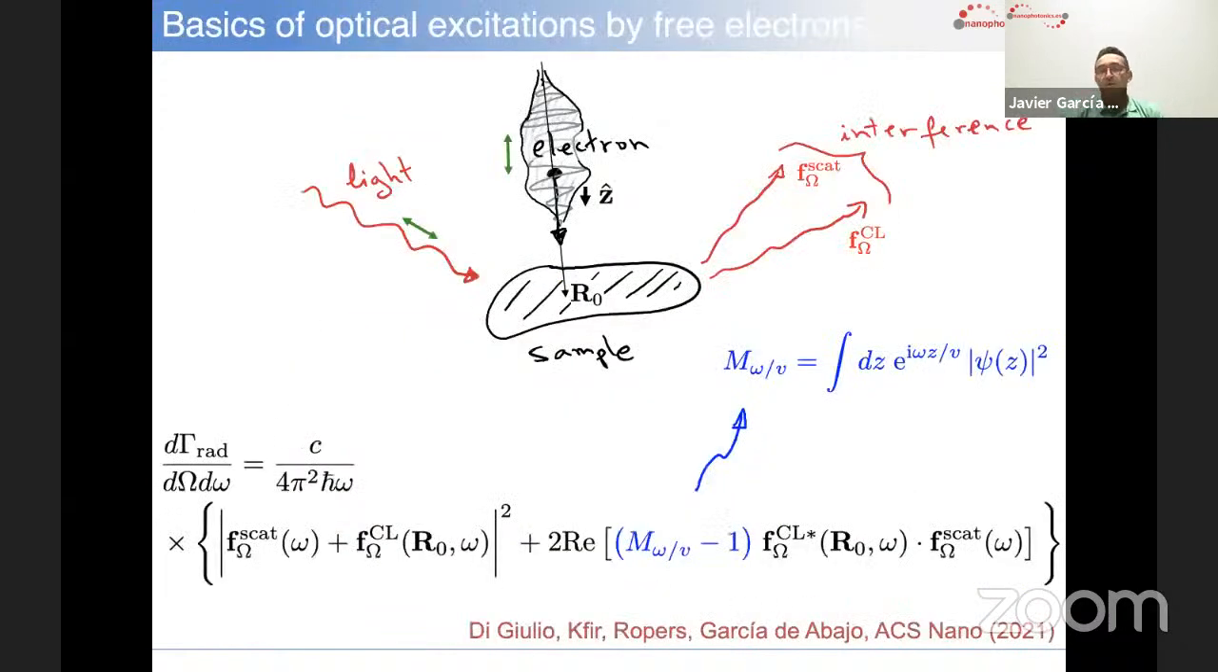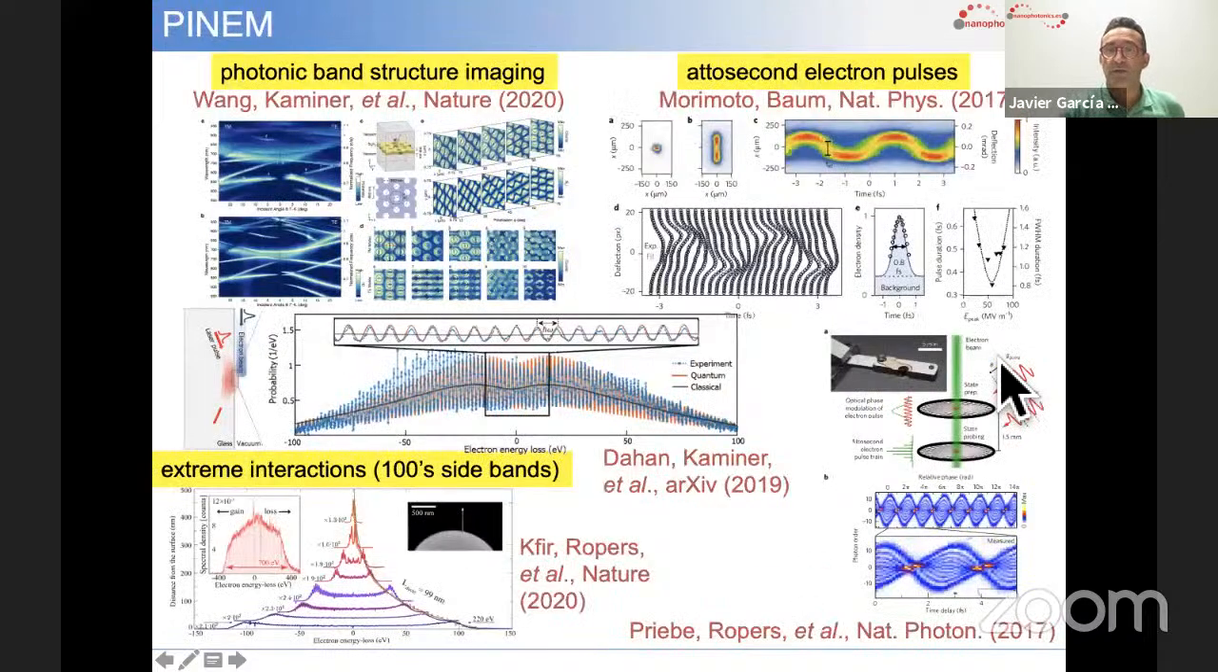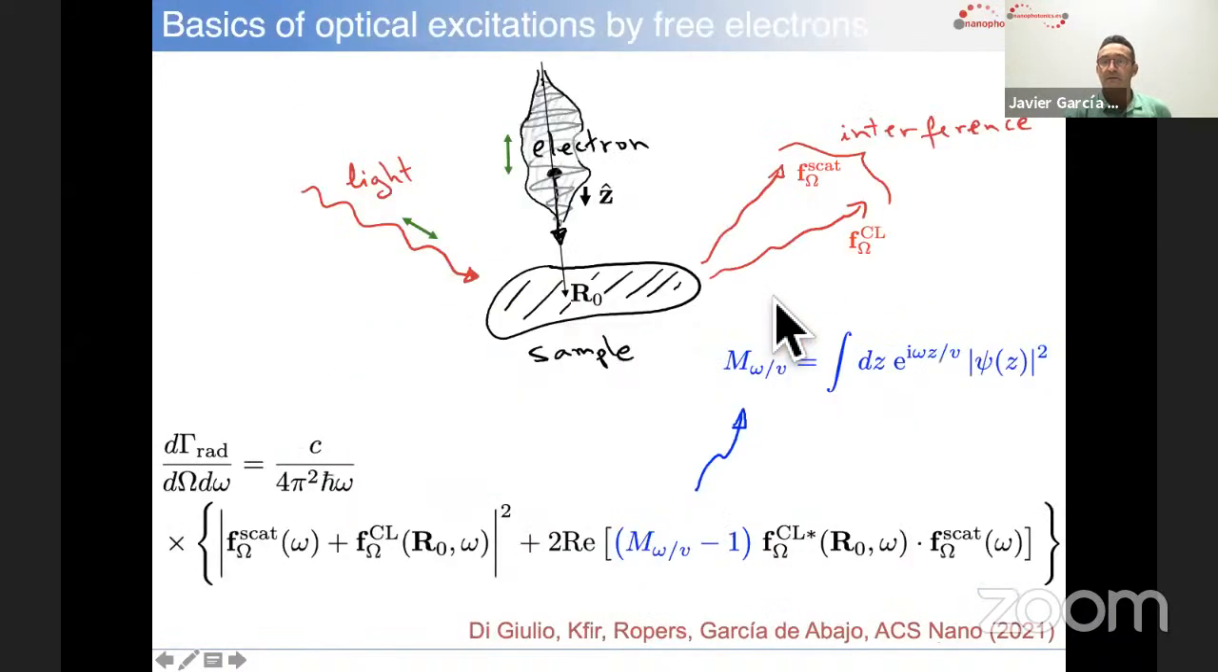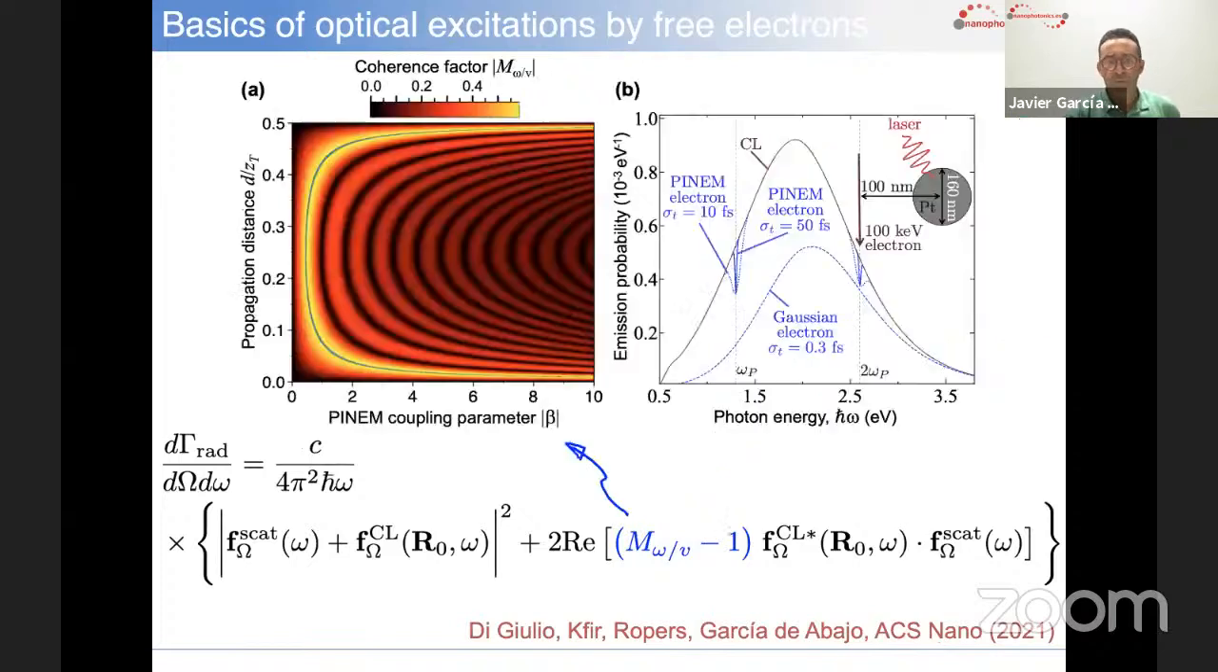So we are back to this scheme where we have the electron wave packet, maybe a light pulse, the two of them interacting at the sample with this type of description where we have some coherence factor depending on the wave function of the electron. Now, if we use electrons that are modulated using Pinem, like this, then there is a well-established procedure to obtain this coherence factor.